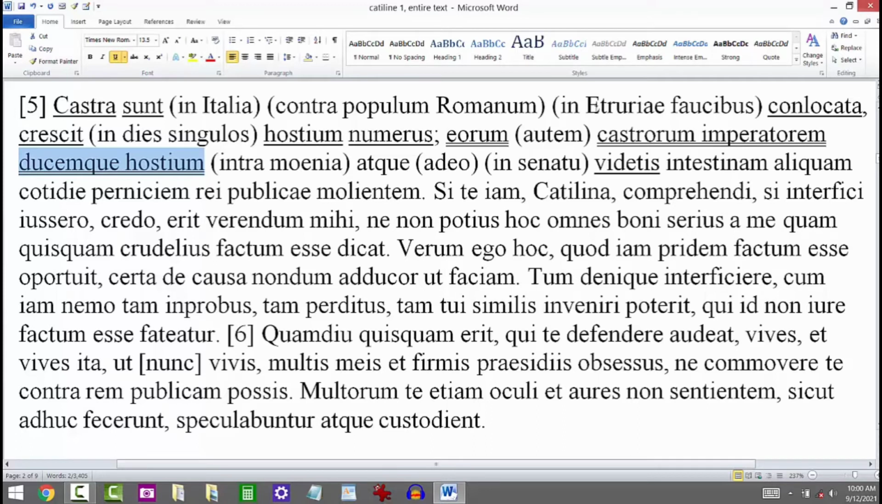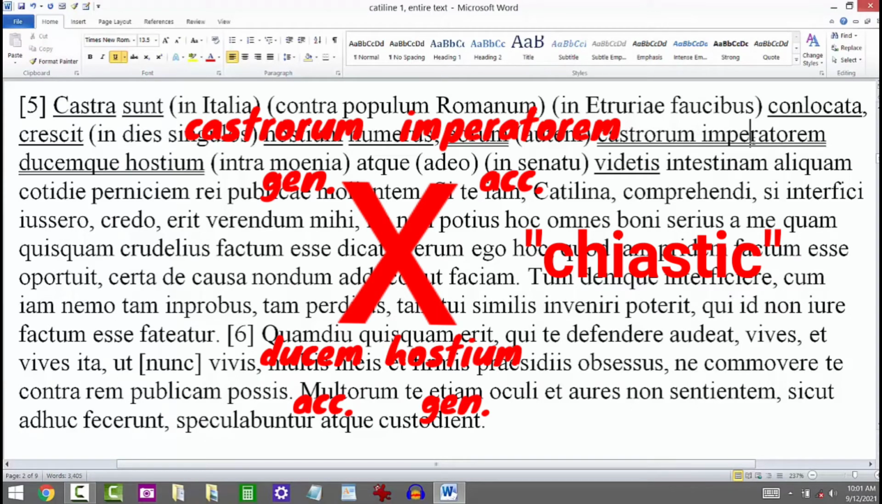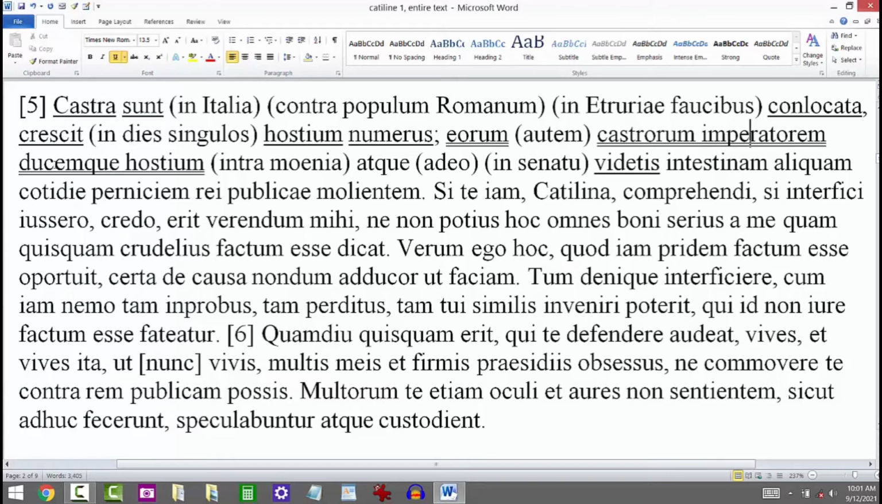Now you see A and B. You see the imperatorem, you see the ducem. Imperatorem of this, the ducem of this. And notice a nice chiastic, stylistic arrangement of elements. Castrorum imperatorem, ducemque hostium. You have the two accusatives touching each other, because the que takes care of the et that would otherwise have to be there, and you have the genitives on either wing of it, kind of like bookends. That's a chiastic arrangement from the root meaning cross, for obvious reasons.